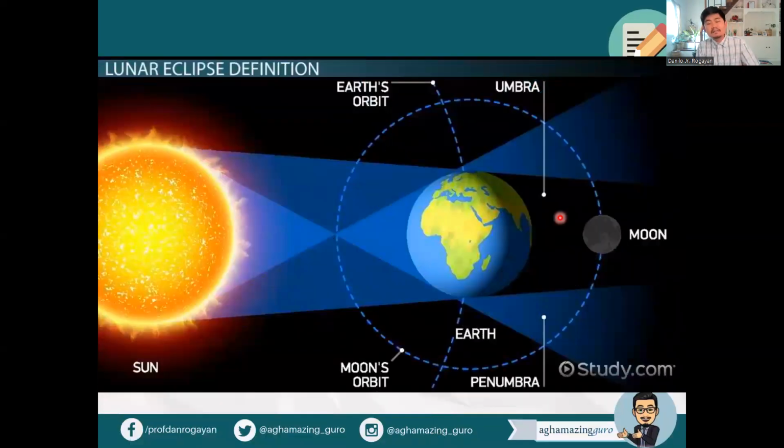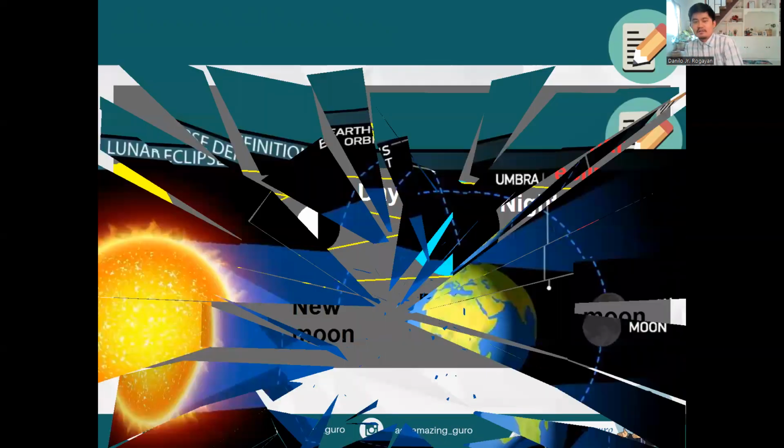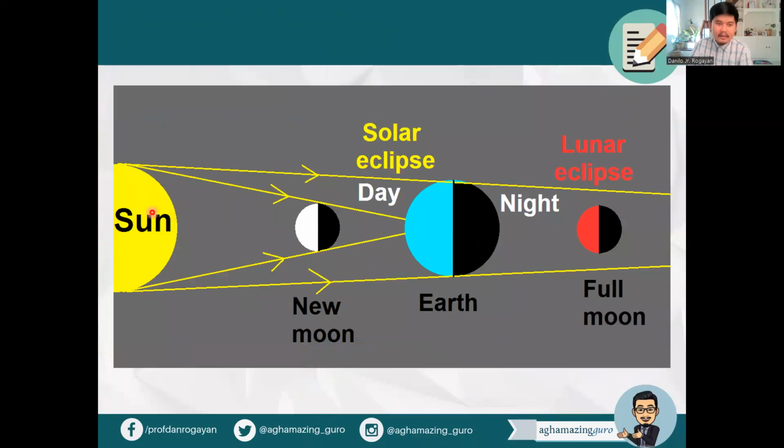Pag lunar eclipse, gaya ng sabi natin kanina, SEM. Sun, Earth, and the Moon. Okay? Again, the darker shadow is the umbra, the lighter shadow is the penumbra. Darker umbra, lighter penumbra. Okay? So that is for lunar. Okay, so this is it. SME, solar eclipse, SEM, lunar eclipse.